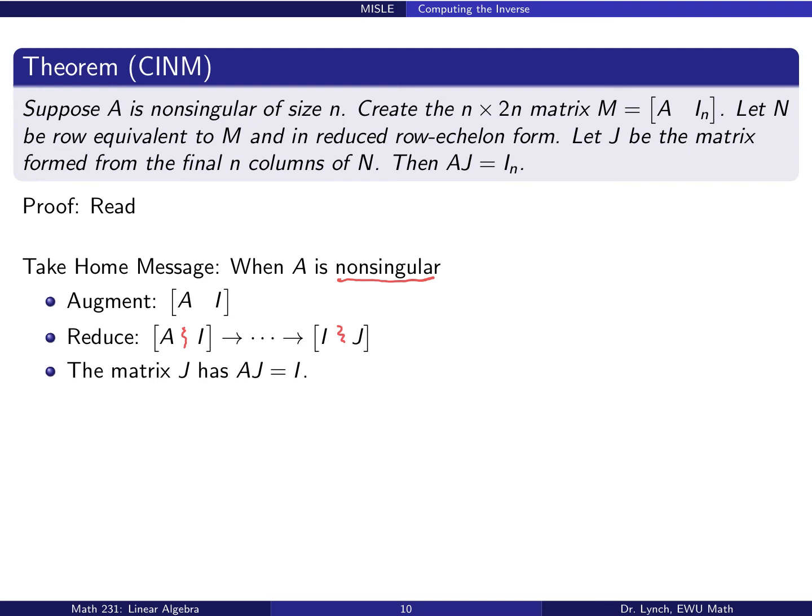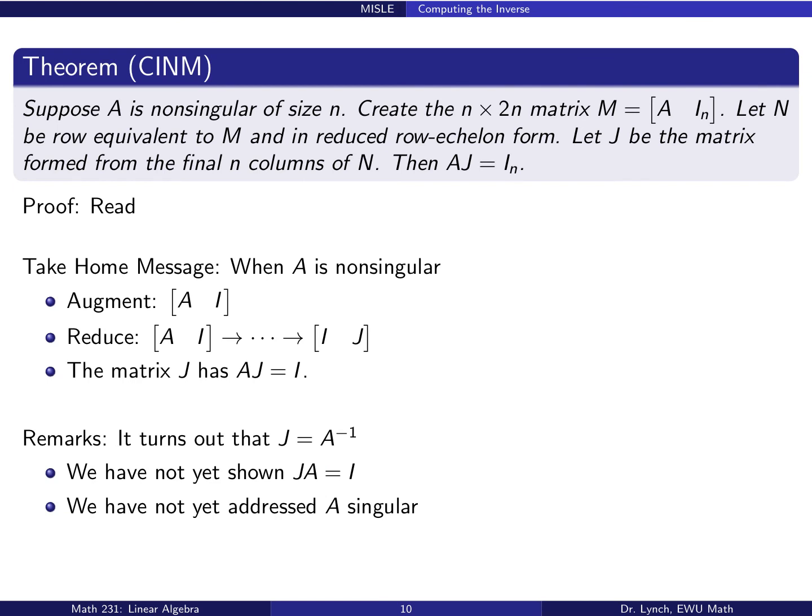Okay, so because we're multiplying on the right here to get the identity, we call J the right inverse, but as it turns out, we'll see this later, that is the inverse. Okay, so J turns out to be A inverse. We haven't yet shown that multiplying on the left by J also gives the identity. We'll show that one-sided inverse is enough later.